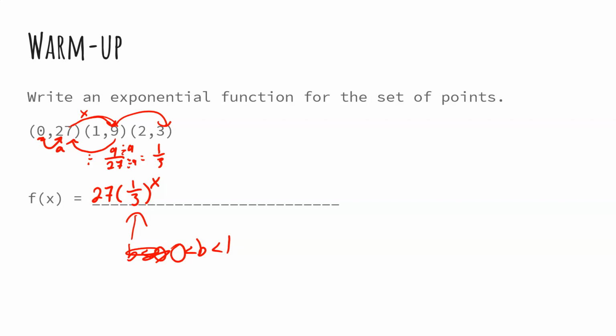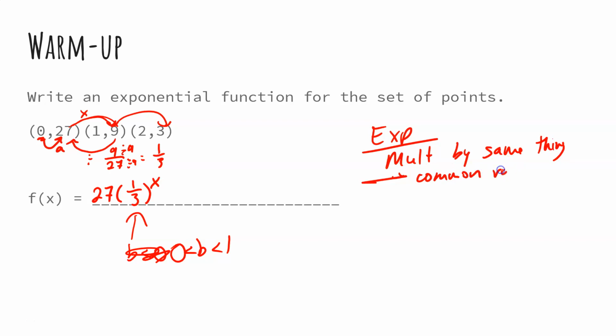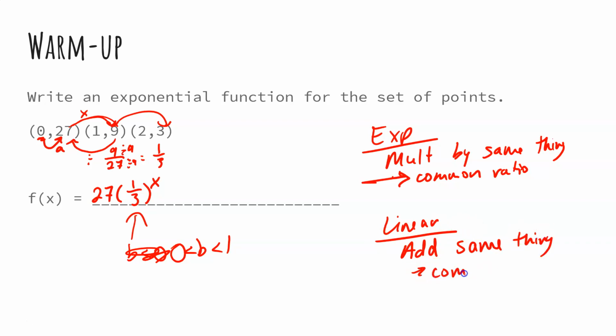All right, the last thing that the video in section 1 reviewed was that exponential functions happen when you are multiplying by the same thing over and over again. Okay, and we said that's called the common ratio. Okay, in the first chapter, we actually talked about linear situations, and that's when you're adding the same thing over and over again. Back then, we called that the common difference.